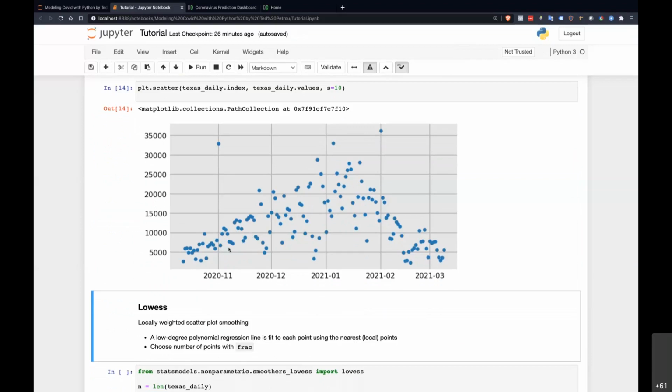So LOWESS, for instance, will say at whatever, at November 1st, it'll pick the last however many days, like 15 days and the next 15 days, and it'll build a regression line through it. Then on November 2nd, it'll build a regression line through that one. And it uses a low degree polynomial, so 1 or 2. Doesn't try to do any fancy modeling. And then it combines all of these regressions that it builds. So it builds, however many days there are, here's 150. So it builds 150 regression models, and then it just connects them.